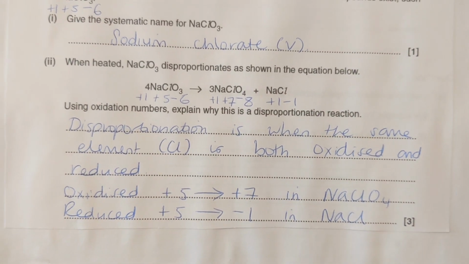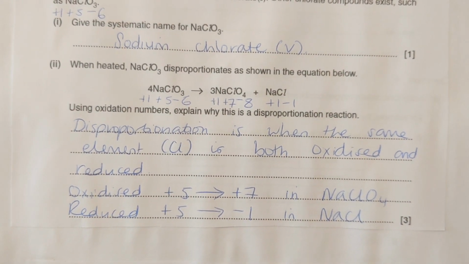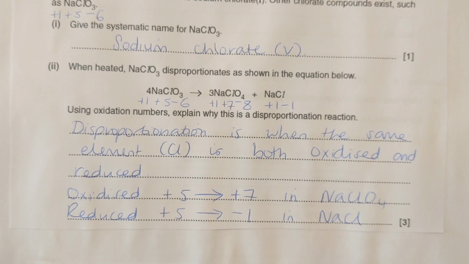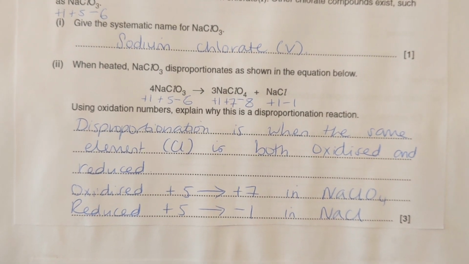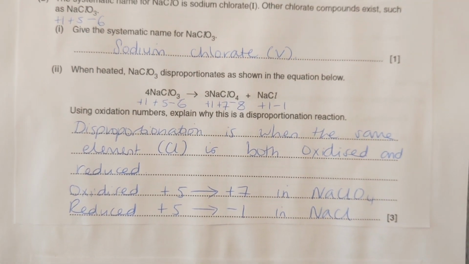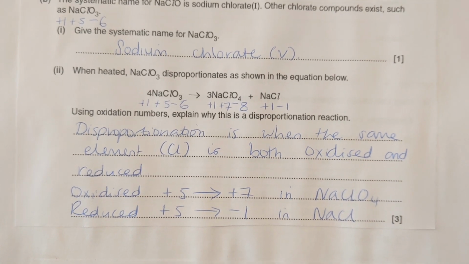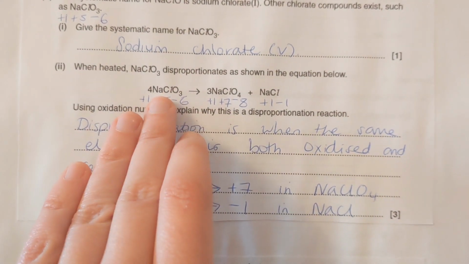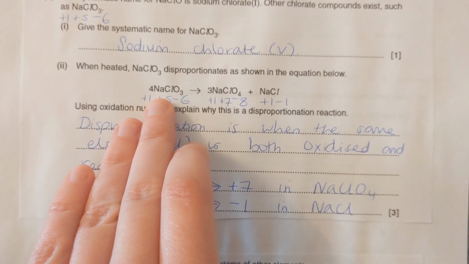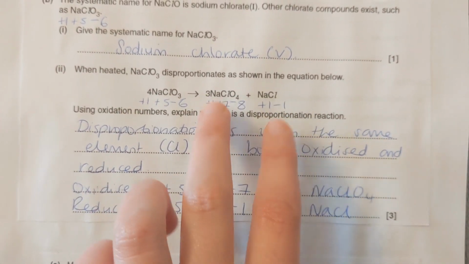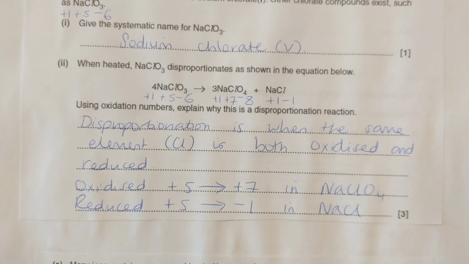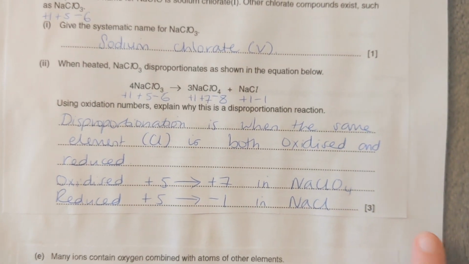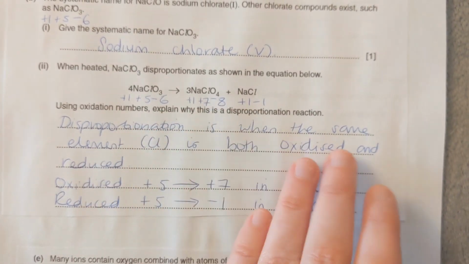Next part of this question is about disproportionation, and this is something special that group 7 elements can do, and it's when they're both oxidized and reduced in the same reaction, and that happens when we've got 1 lot of the group 7 element on the left hand side and 2 lots of it in 2 different compounds on the right. So to get 3 marks, I've defined disproportionation.